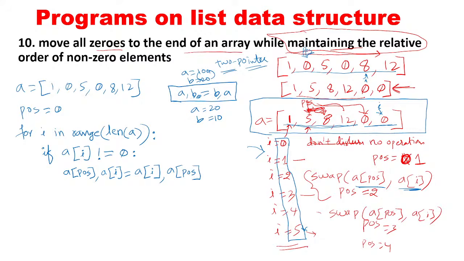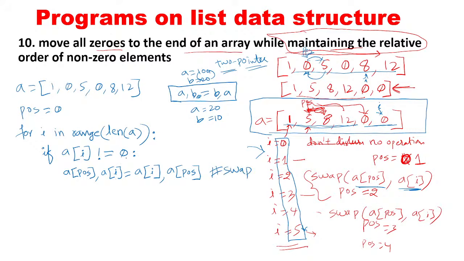It's just like A comma B is equal to B comma A. A of position comma A of I is equal to A of I comma A of position. The numbers will be interchanged like this. This is position and this is I value. The numbers will be interchanged. So what we are doing here? We are performing the swap.